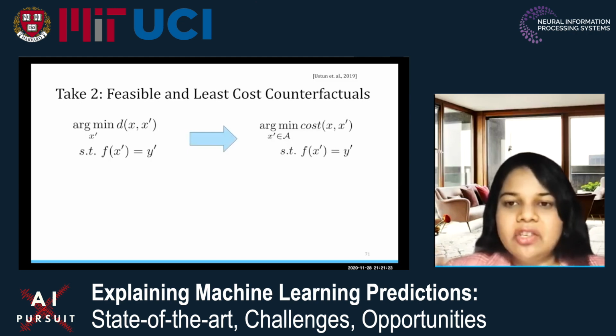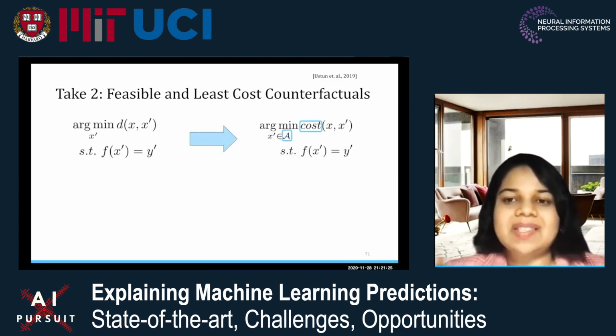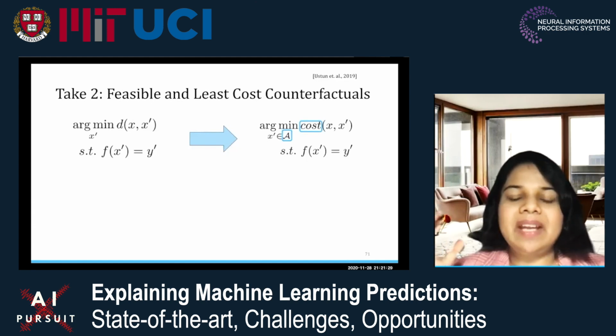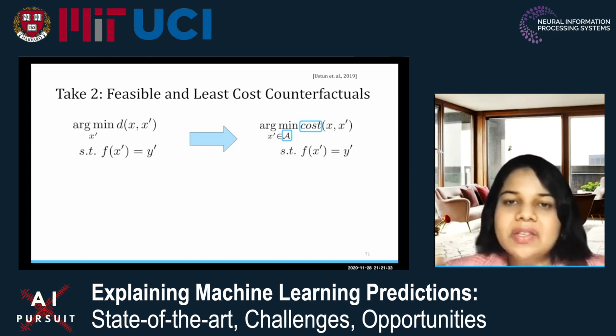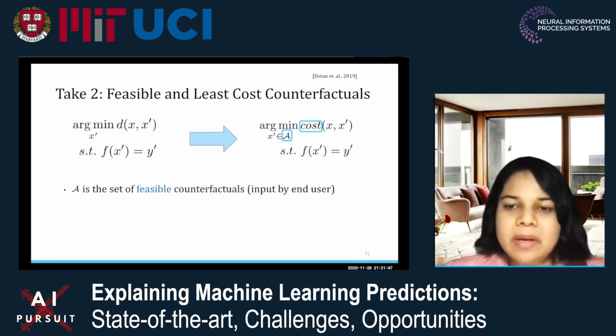They basically introduce two new pieces in the objective function. One is, instead of the distance between x and x prime, they actually consider the cost that one needs to incur to change from x to x prime. Okay? And they try to minimize that particular cost. And also, if you notice, there is another variable introduced, which is A. A is basically the set of feasible counterfactuals input by the end user.